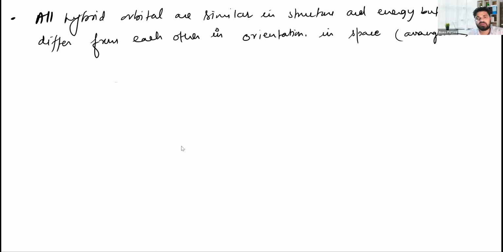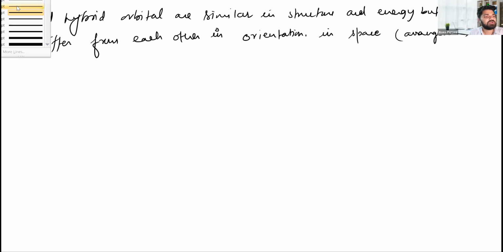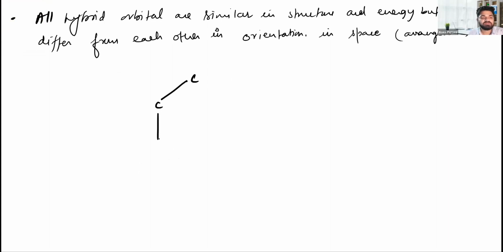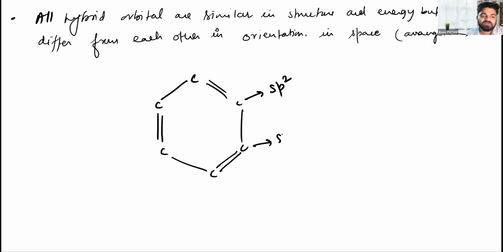Okay, so moving to the next point. Taking the example of benzene, in benzene each carbon atom's hybridization will be sp2. This will be sp2, this will be sp2, this will be sp2. So there will be all sp2 hybridized orbitals.